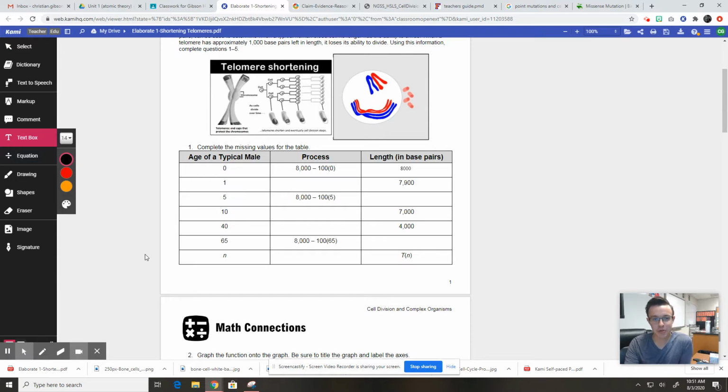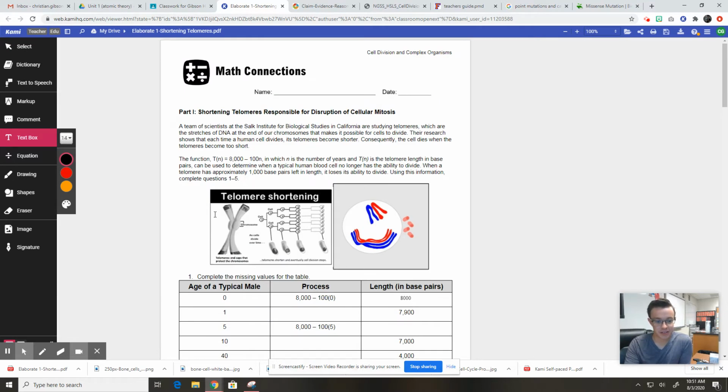All right, so it will open your PDF into this. You cannot edit the text that's already there, but we can add text boxes, we can draw. You can see this tab over here on the left. You can select things. There's a dictionary, text to speech if you want it to read what's on the page to you out loud. You can mark on it, comment. You can add different math equation symbols and things like that. We're going to mainly use text box and draw today.